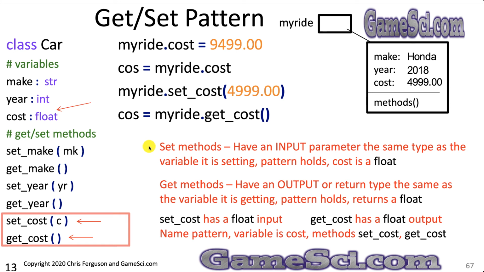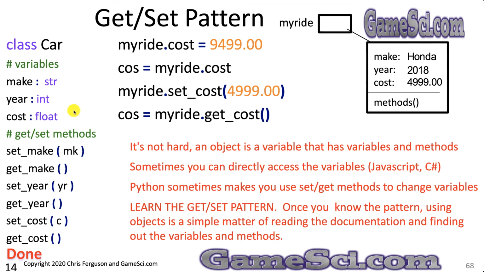Set methods have an input parameter the same type as the variable it's setting. The pattern holds, cost is a float. Get methods have an output or return type that is the same as the variable it is getting. The pattern holds, it returns a float. Set cost has a float input. Get cost has a float output. That's the pattern. There's also a naming pattern. If the variable is cost, we generally call the methods setCost and getCost.